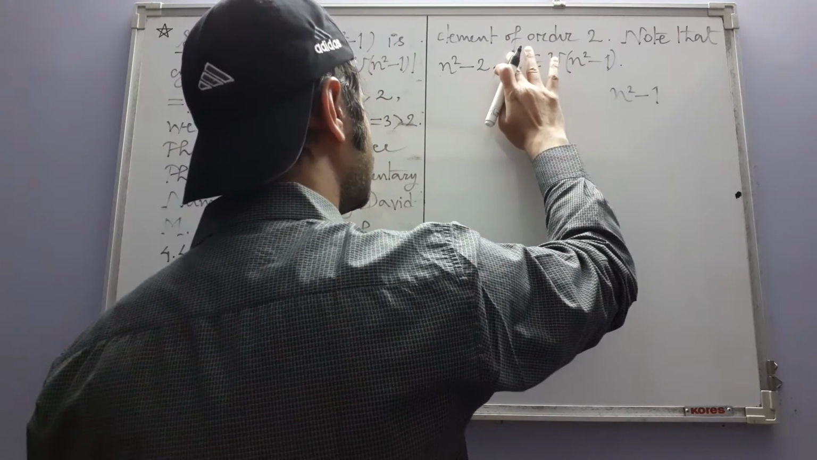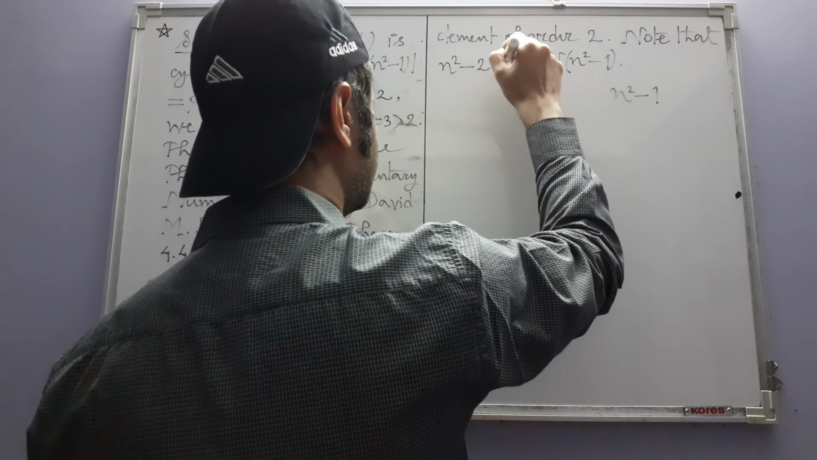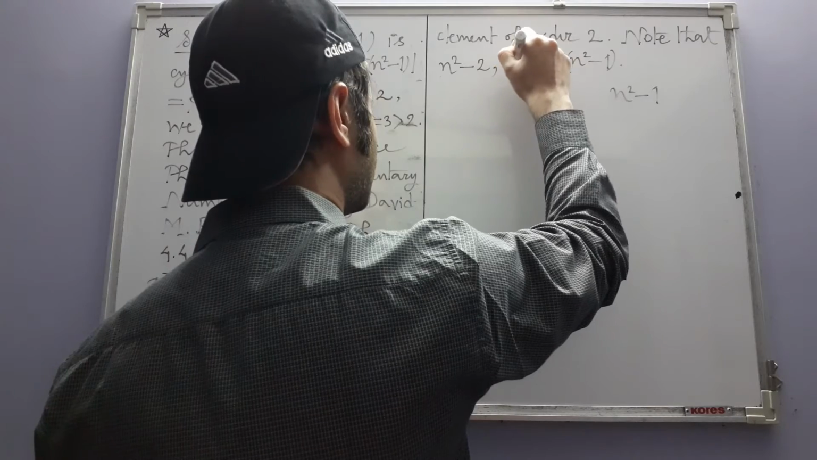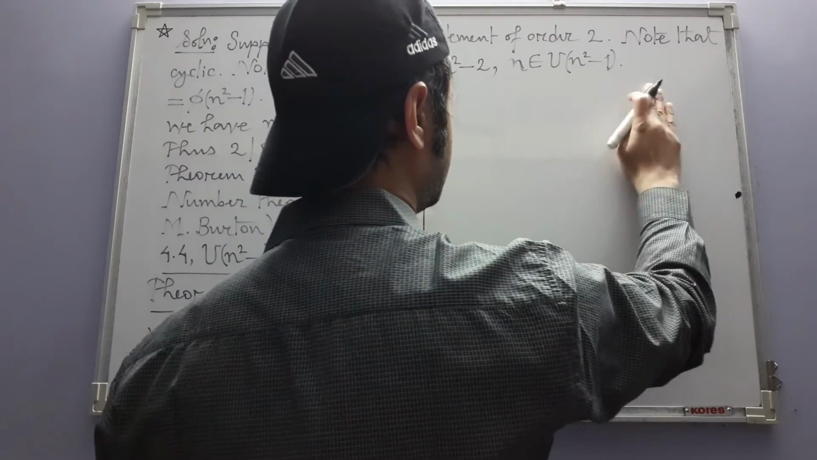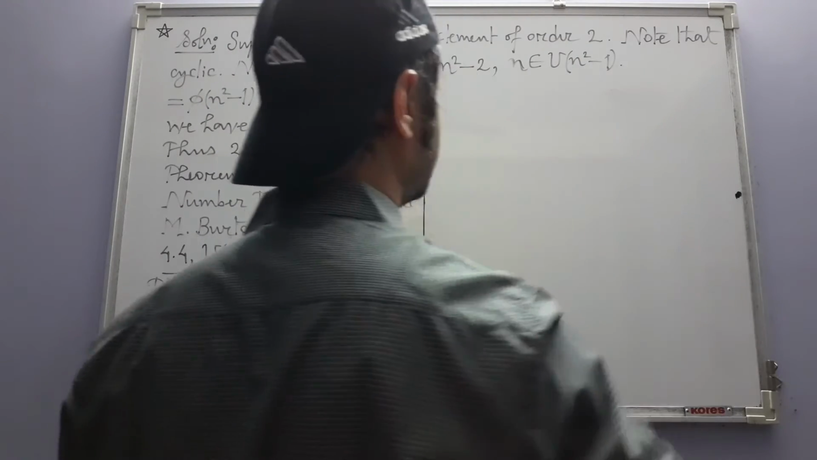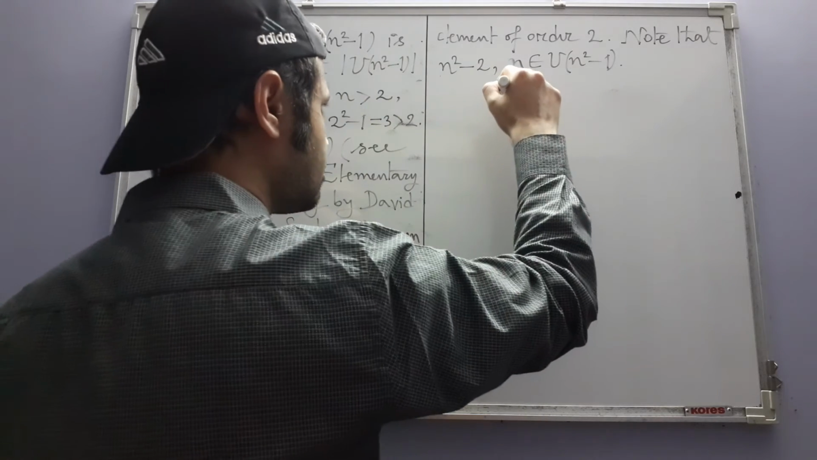Okay, what happens if I write n in place of 2? Let me see. Is this true?